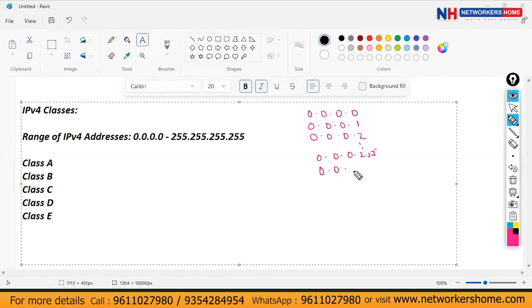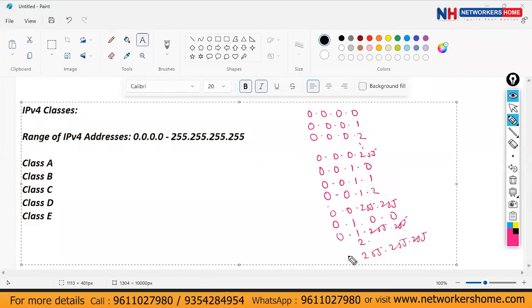Means 0.0.1.0, 0.0.1.1, 0.0.1.2, like this, until it gets 0.0.1.255. After that, your third octet is going to change, so somewhere it will be like 0.1.0.0, and all the things are going to repeat, like 0.1.255.255. Then it will start with 0.2. And there will be a time when 0.255.255.255, and after that it is going to start with 1.0.0.0. This is how this range has around 4.3 billion addresses.